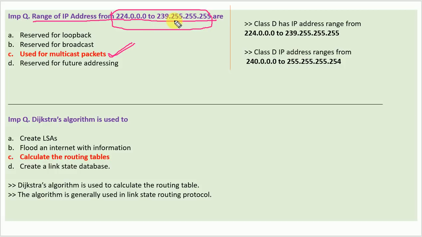224.0.0 to 239.255. It means it's class D. By looking at the range, you can already have an idea that this comes under class D, and class D is nothing but a multicast packet. So the answer would be multicast. By looking at the range only, you will take just 1 or 2 seconds to answer this question.